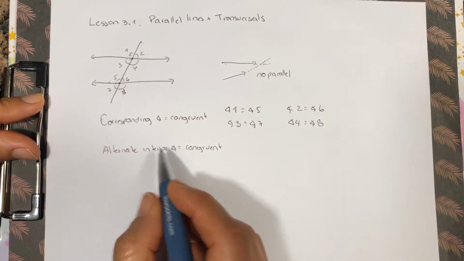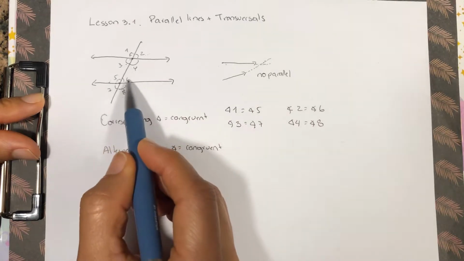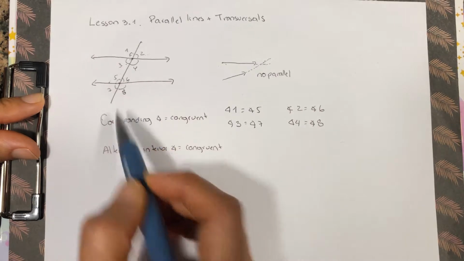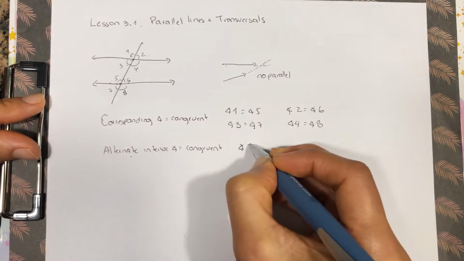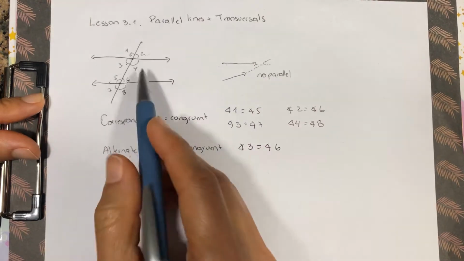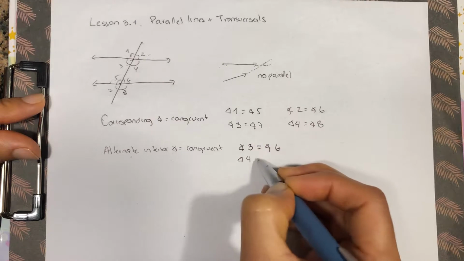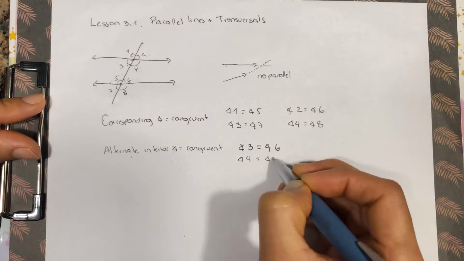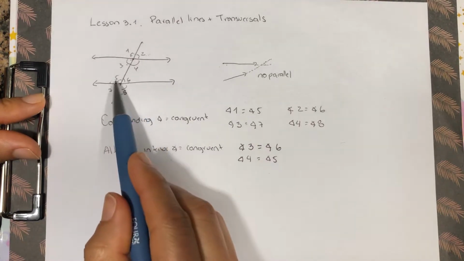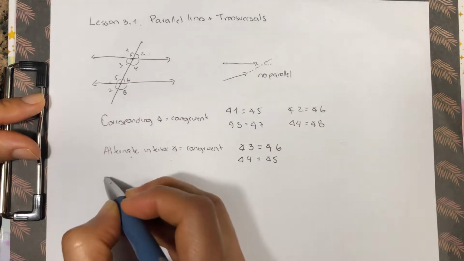So the alternate interior, and alternate means opposite. So 3 and 6 are alternate and are interior. Angle 3 is the same as angle 6, and angle 4 is alternate interior to angle 5, and therefore they are the same. 4 and 5 have the same measure, 3 and 6 have the same measure.